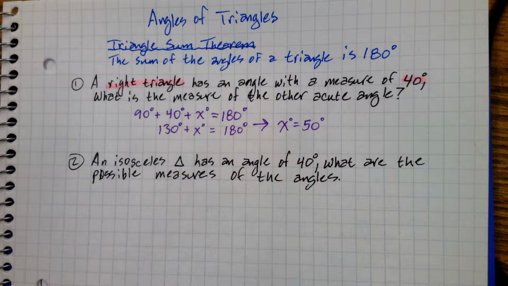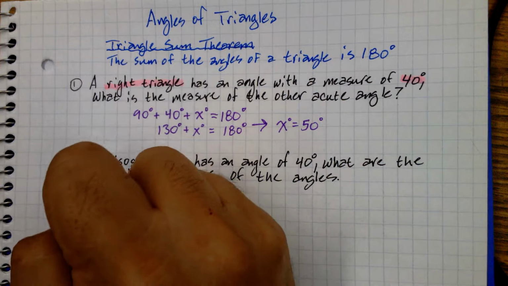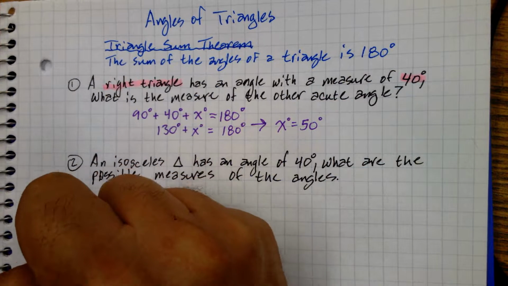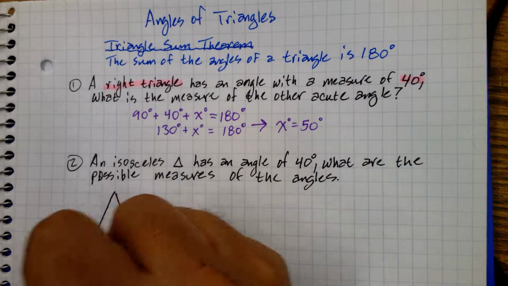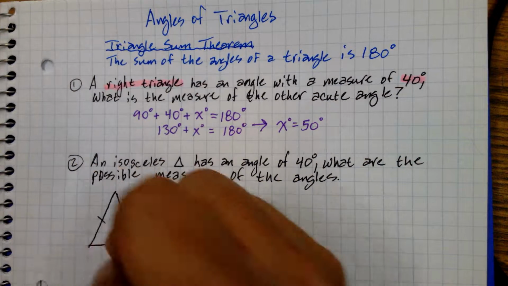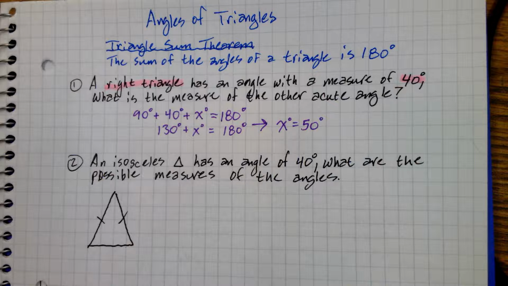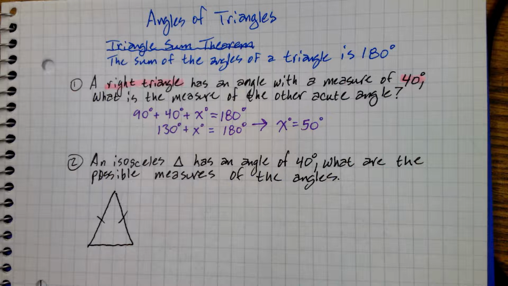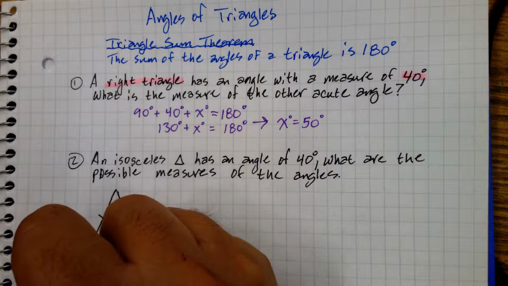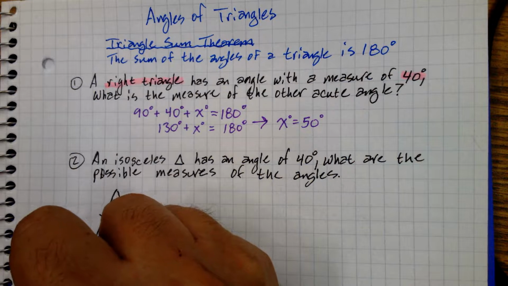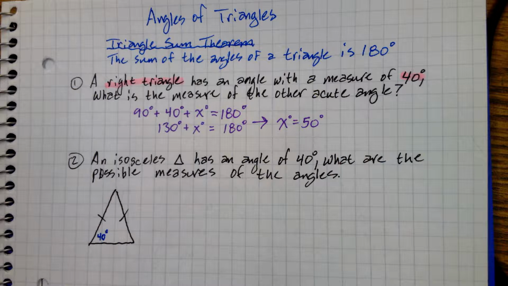So we have to remember what an isosceles triangle looks like. It's a triangle with 2 equal sides. Not all 3 equal, just 2. Okay? 2 congruent sides. So why don't we draw one? This is what an isosceles triangle looks like. So which one could possibly be 40 degrees? Okay, it's possible that the bottom one is.